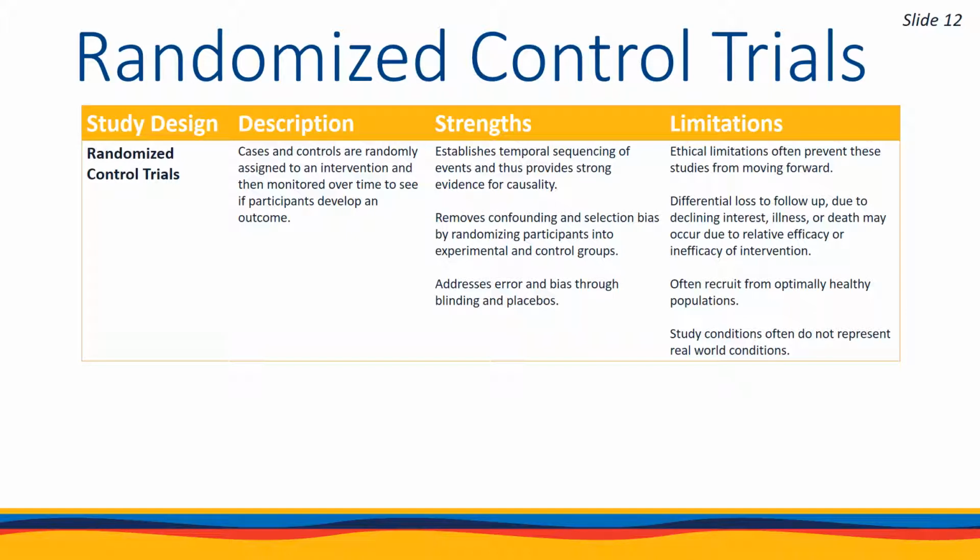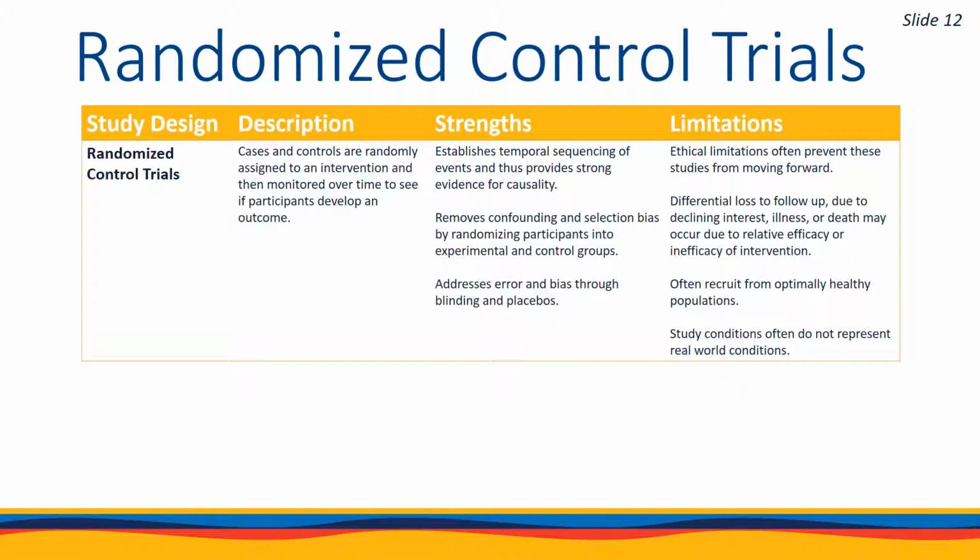Oftentimes, the recruits are optimally healthy in these randomized controlled trials, and so you have a little bias in representativeness issues. Usually this is done because researchers want to show the optimal effect of the intervention. If you have people who are difficult to progress, then oftentimes they will lessen the effectiveness of your results. So it's important to remember that despite being the gold standard of epidemiology and medicine evaluation, they are not without error, and you still have to be careful in their implementation.